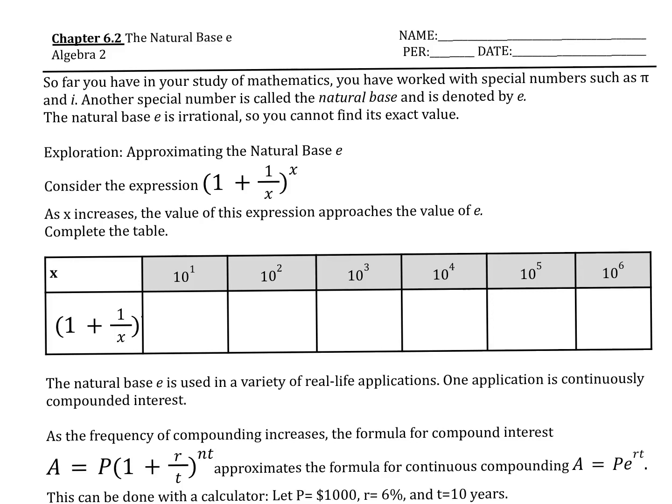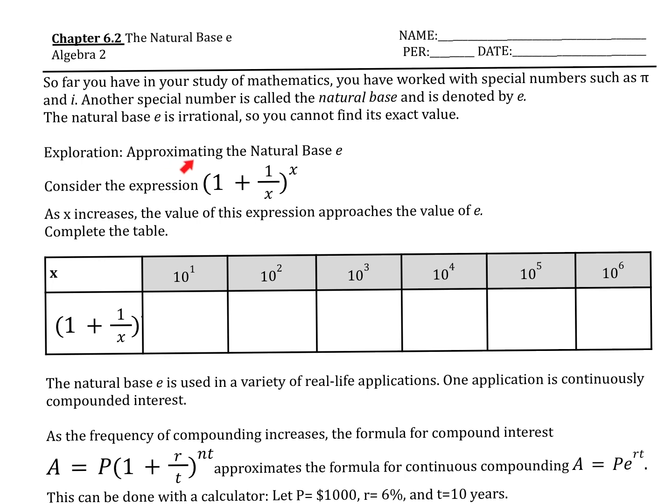Chapter 6.2, the natural base e. So far in your study of mathematics, you have worked with special numbers such as pi and i. Another special number is called the natural base and it's denoted by e. The natural base e is irrational, so you cannot find its exact value.